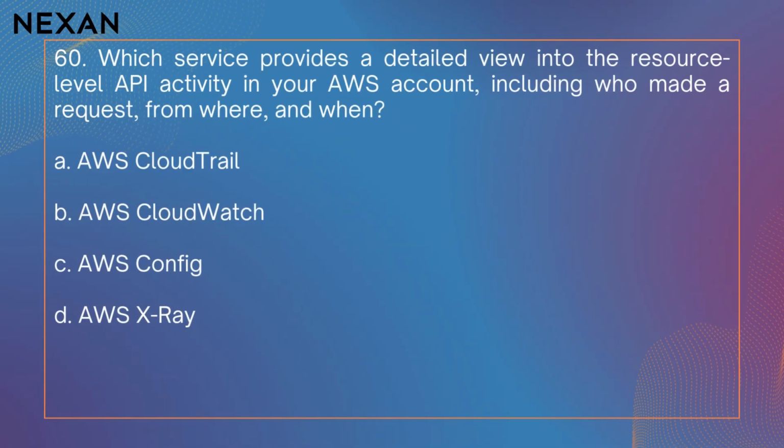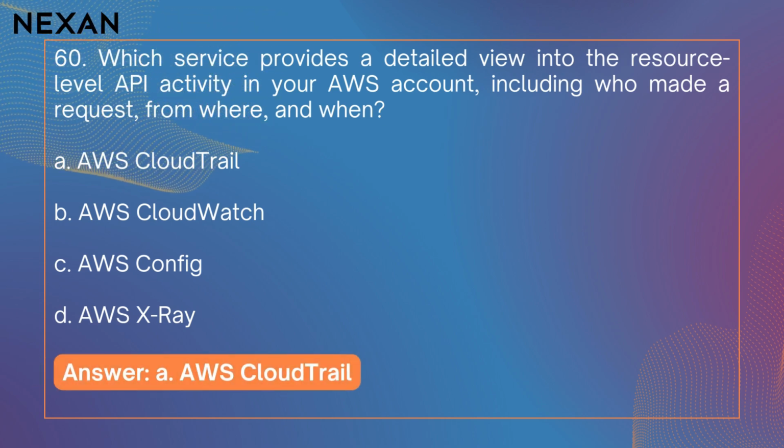60. Which service provides a detailed view into the resource level API activity in your AWS account, including who made a request, from where, and when? A. AWS CloudTrail. B. AWS CloudWatch. C. AWS Config. D. AWS X-Ray. Answer: A. AWS CloudTrail.